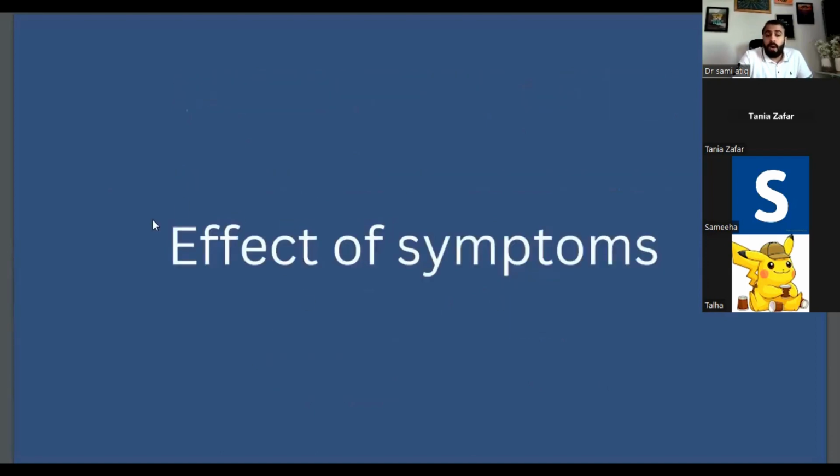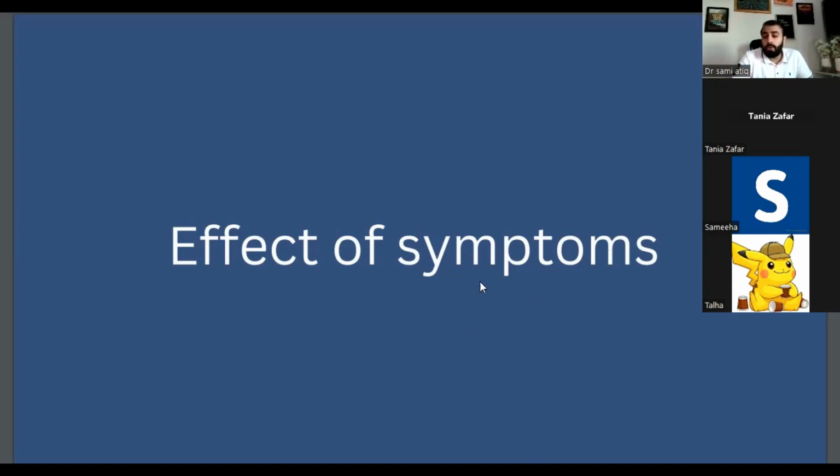After that, you have to ask the patient about the effect of symptoms, because in PLAB-2, you're not only working towards reaching a definite diagnosis. You are there to ask about how the symptoms have been affecting the patient. It will help you score good in IPS.